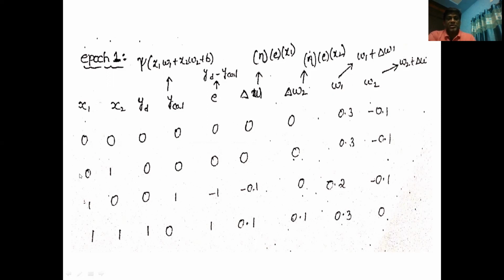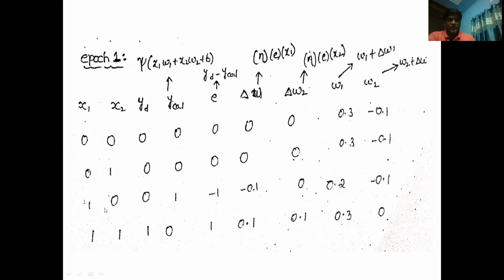So we continue to the next input vector, 0, 1. Again, the desired response is 0, and the calculated value is 0 by using this formula. There is no difference, therefore the error term is 0. Delta W1 and delta W2 become zeros, and the new values of W1 and W2 will also be the same because there is no error difference.